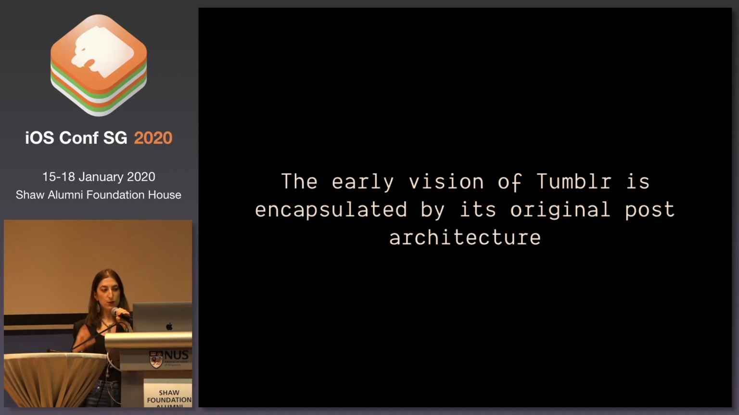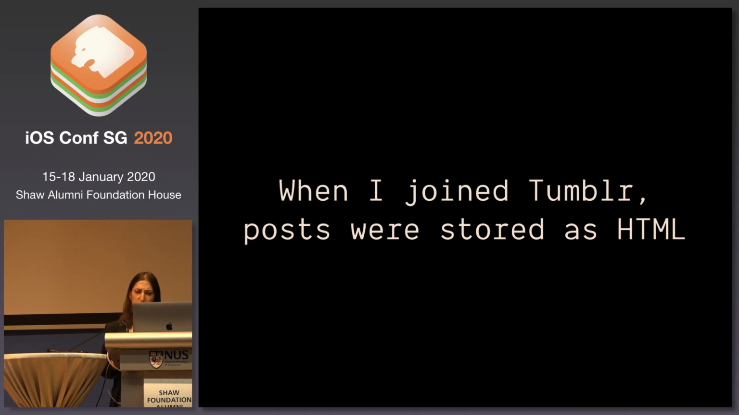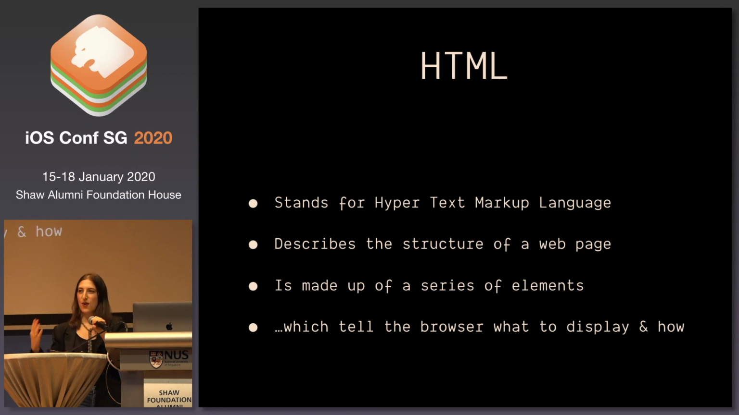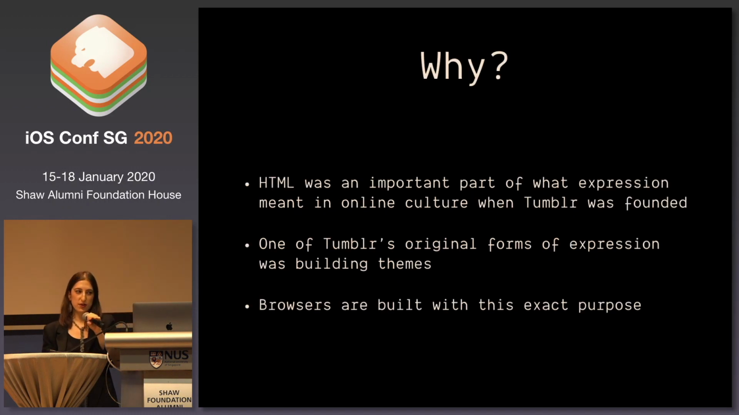And the early vision of Tumblr is really encapsulated by its original post architecture. When I joined Tumblr in 2015, posts were stored as HTML. So just to jog everyone's memory as native app developers, these are HTML tags. And basically, HTML is used to describe the structure of a web page. Basically, browsers take HTML and figure out what to display and how. And why were posts originally stored as HTML? So if you think about it, and you think back to the time when the company was founded and what it was founded to do for users, HTML was a really important part of what expression meant in online culture when Tumblr was founded.